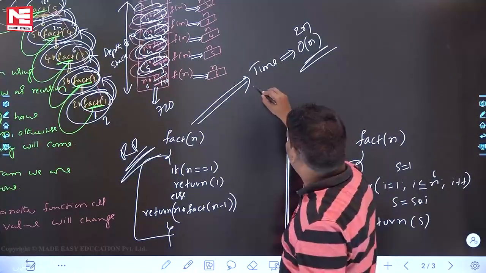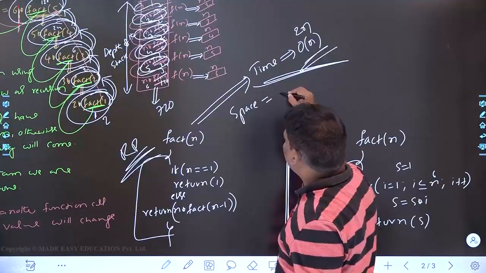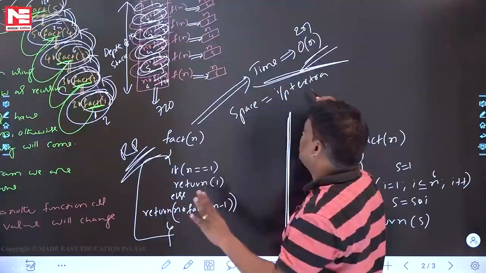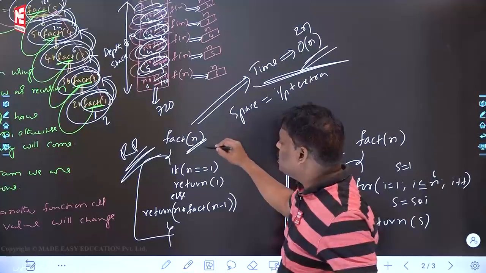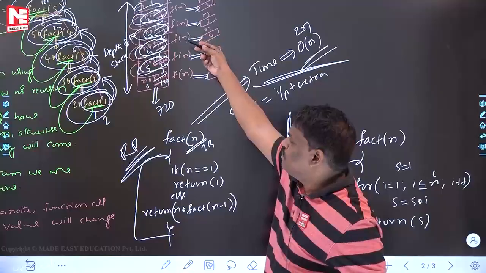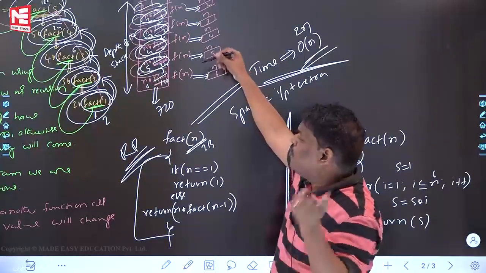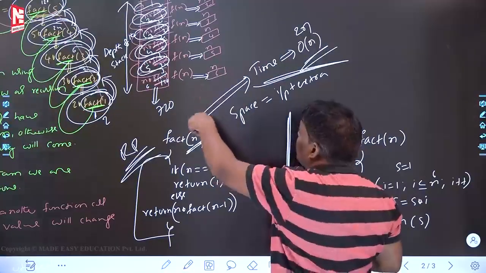What about space? Let me write the space. Space complexity is going to be input plus extra. What is the input here? The factorial of n, where n is one integer, 2 bytes. What is the extra? Whenever recursion is going on, stack units. Factorial of 6 means 6 units of stack, factorial of 10 means 10 units of stack, so factorial of n means n units of stack.